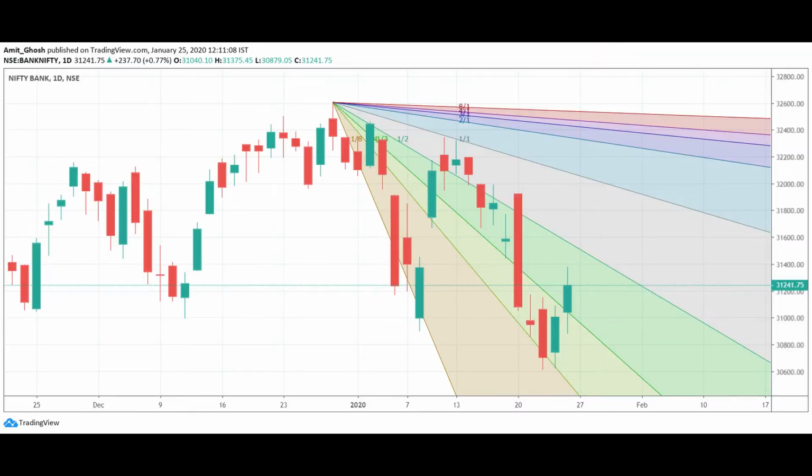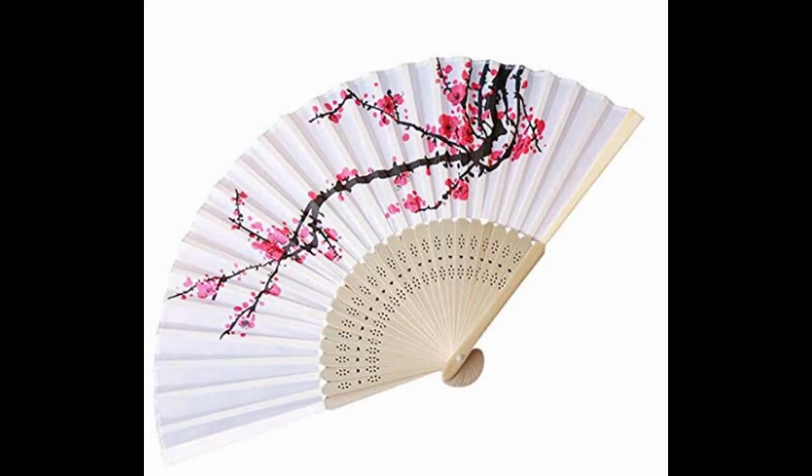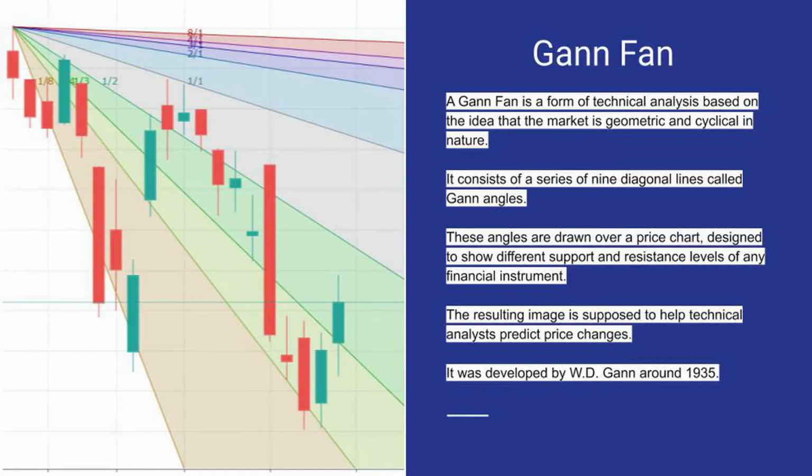So Gann Fan is an indicator that is based on the idea that the market is cyclic and geometric in nature. It consists of a series of 9 diagonal lines which are called Gann Angles. Because of the equidistant lines, it looks like a Chinese hand fan. That's why the name Gann Fan came. And W.D. Gann supposedly developed this technique and this indicator around 1935.